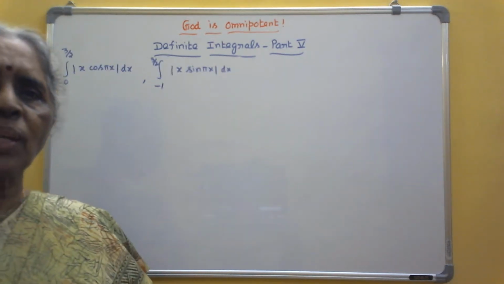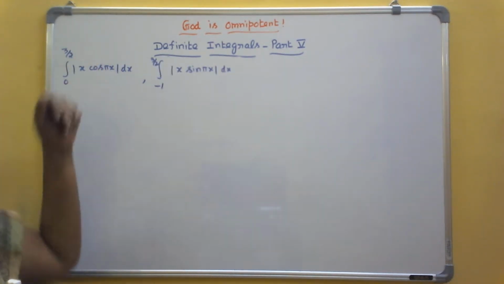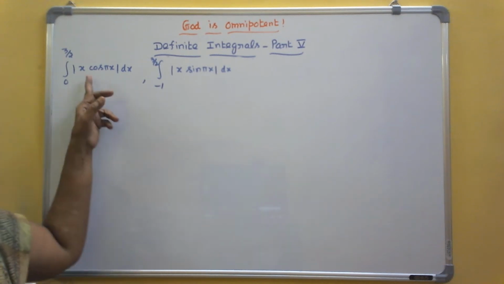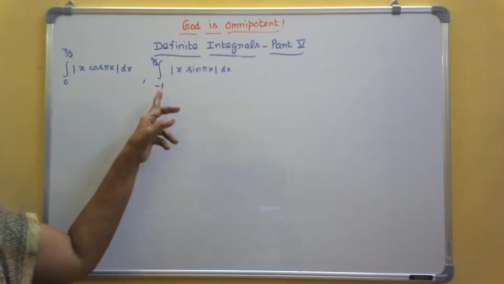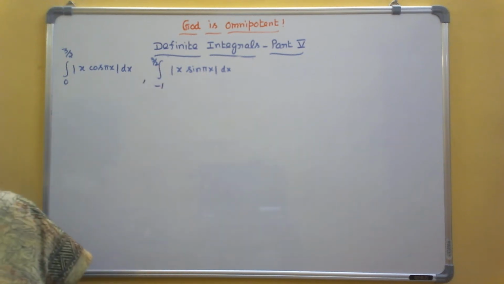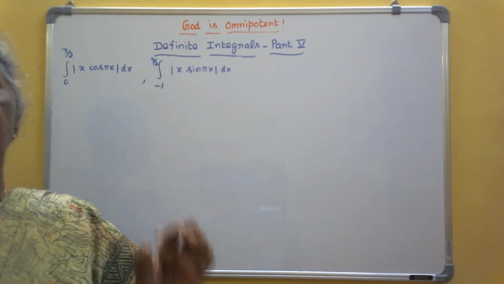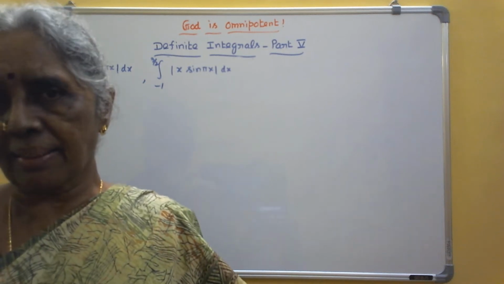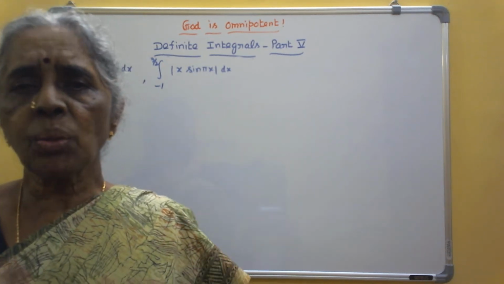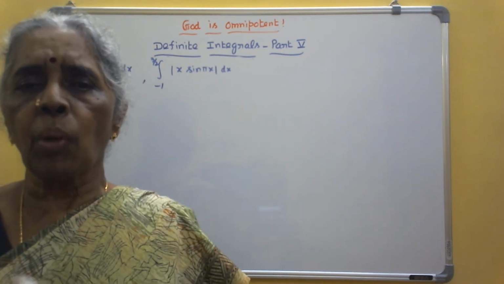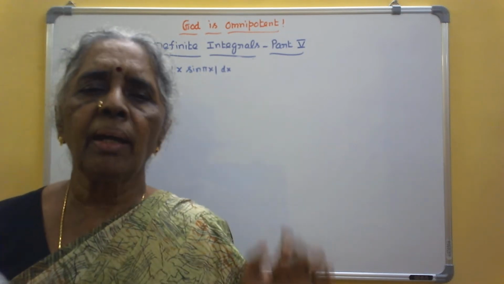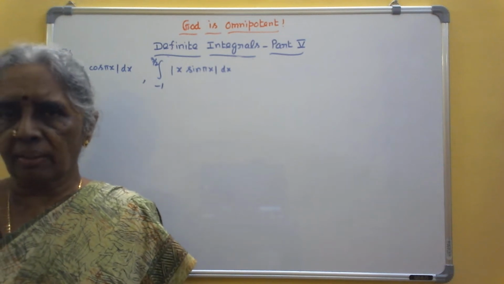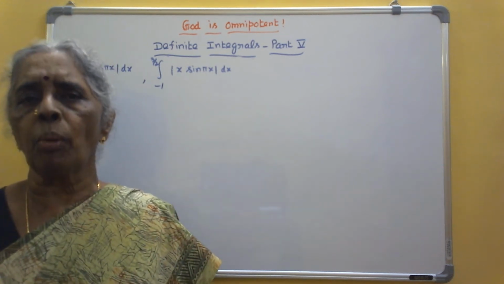See these two sums now. Integral 0 to 3 by 2 mod x cos pi x dx. The next sum, integral minus 1 to 3 by 2 mod x sin pi x dx. In these two sums, within modulus, you have a product of an algebraic function and a trigonometric function. So let us see how to go about this sum.